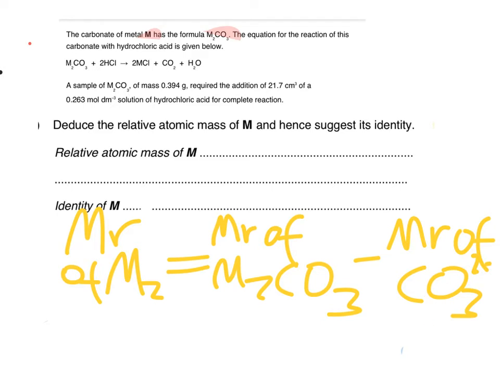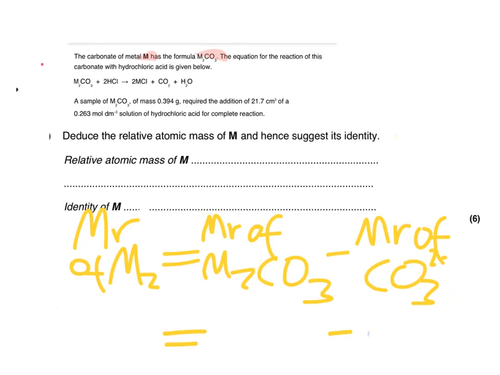And we know some of that information already. We know carbon's 12, we know oxygen's 16, times 3 is 48. So 12 plus 16 plus 16 plus 16, that's 60. So all that allows us to work out, if we know the Mr of the whole thing, we can then work out the Mr of M2.